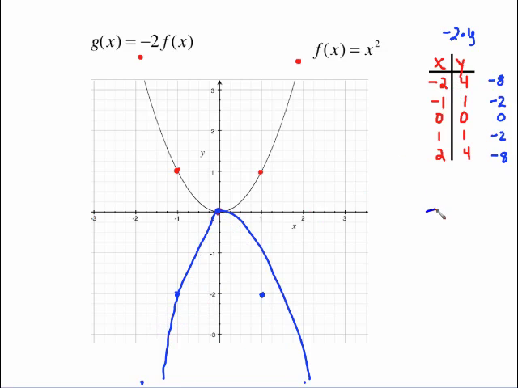This is the ordered pair -2, -8. This ordered pair, -1, -2. 0, 0. 1, -2. 2, -8. And those are exactly those points right there. So use the t-chart if you think that will help you.